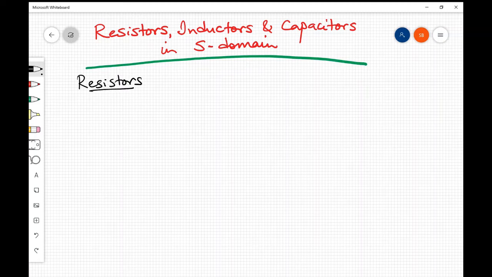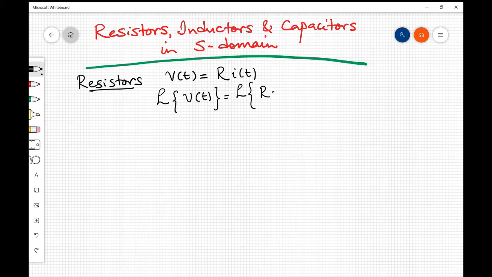With resistors we already know that any voltage applied on a resistor can be computed by the resistance R multiplied by the current i(t). So if we take the Laplace transform of these two sides, we have the Laplace transform of v(t) equal to the Laplace transform of R times i(t). That gives us V(s), the Laplace transform of v(t), is going to be R, because R is a constant, times the Laplace transform of the current, I(s).